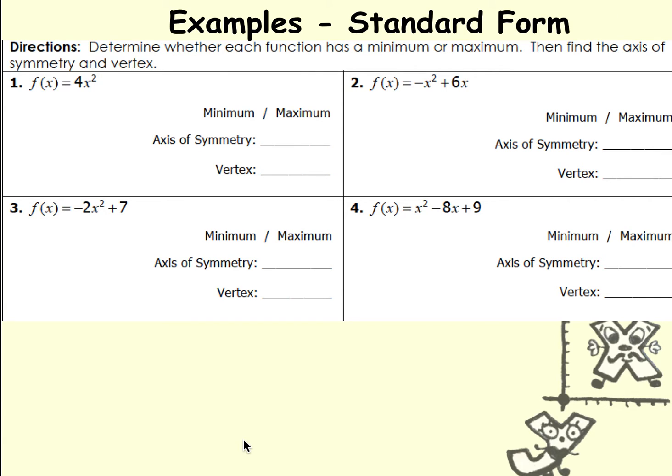Okay, so let's go ahead and look at how we can figure out the axis of symmetry and the vertex. So there's a little formula that you want to make sure that you know, and it's how to get the x coordinate.